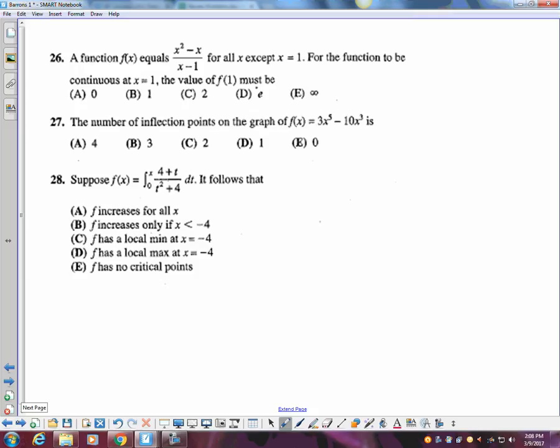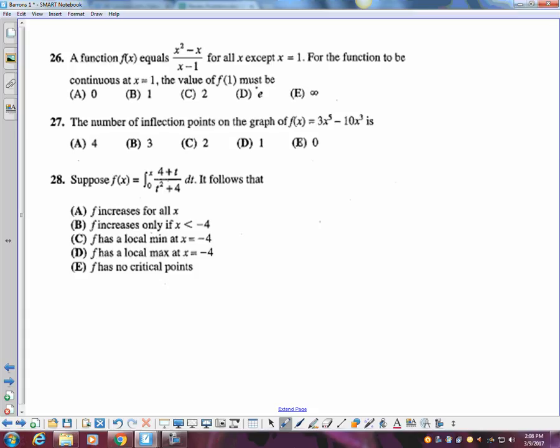Okay, do y'all remember removable discontinuity and jumps? I said think about it like a video game and he's got to jump. Removable just means that there's a piece missing, like a hole. It's not an asymptote. It's just a hole in the graph.